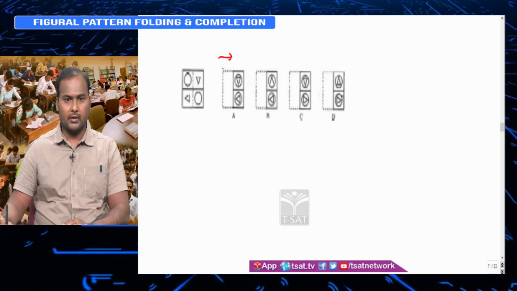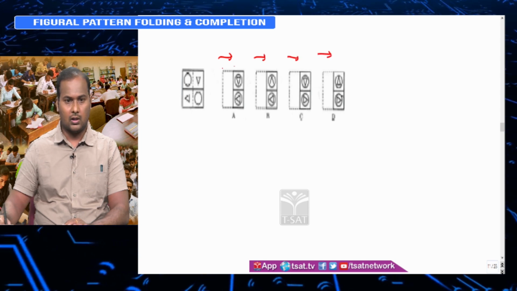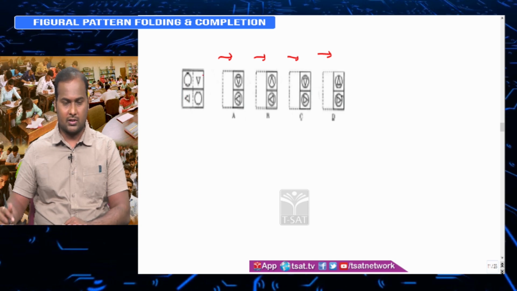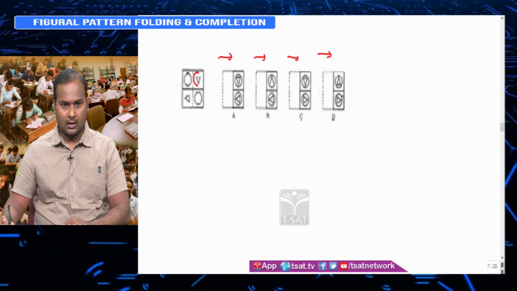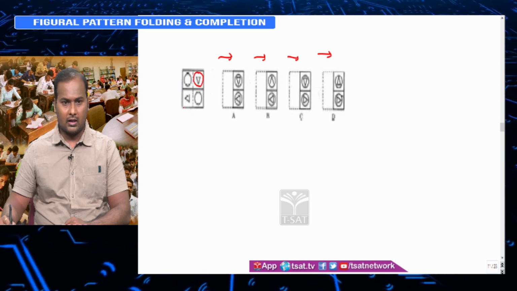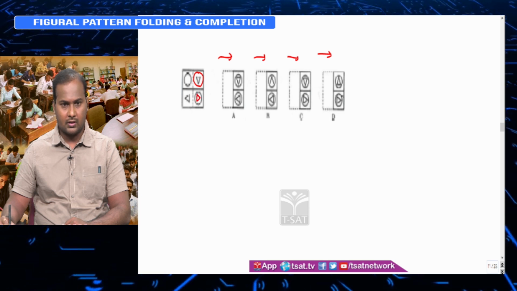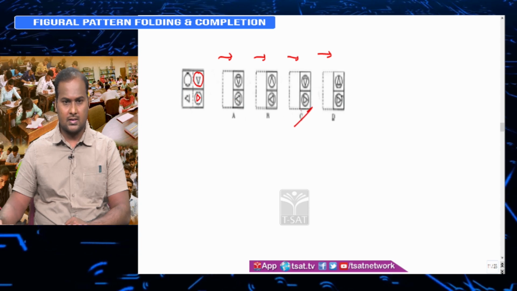In this particular question, see the manner of folding. He is folding from left side to right side in all the cases. So obviously the circle and the triangle will get overlapped. Simply that is the thing. The circle will fall onto the triangle like this, and the triangle will fall onto the circle. So now it appears like this. So option C is the answer.